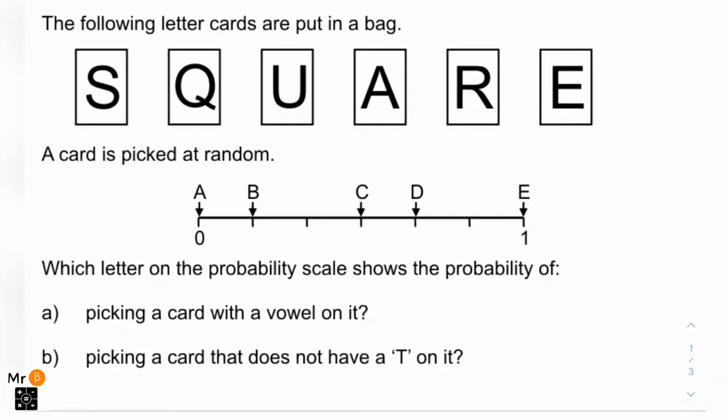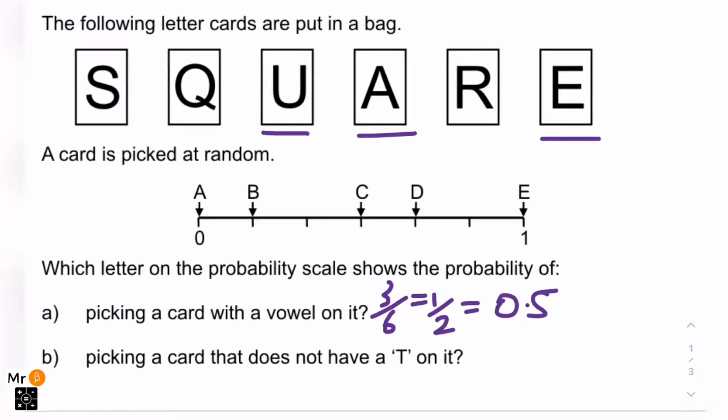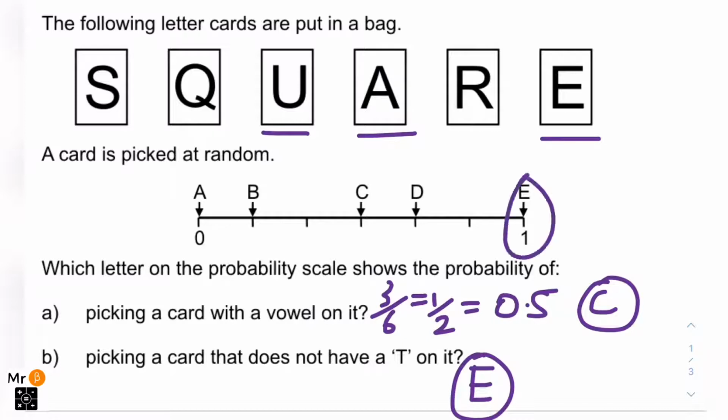Question 2. This is very similar. We work out that there's 3 vowels out of a total of 6. So our probability is 3/6 or 1/2 or 0.5. So this time our letter is C. Then picking a card which does not have a T on it. Well, as there are no T's, that means it's certain that we're going to pick one without it. Therefore it's got a probability of 1, which is our letter E.